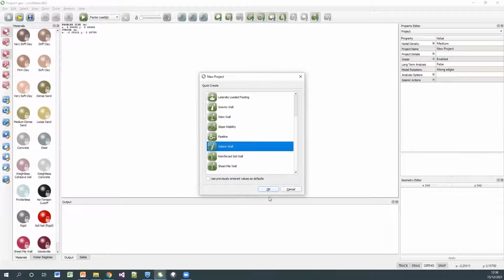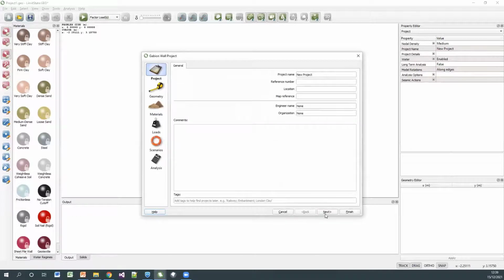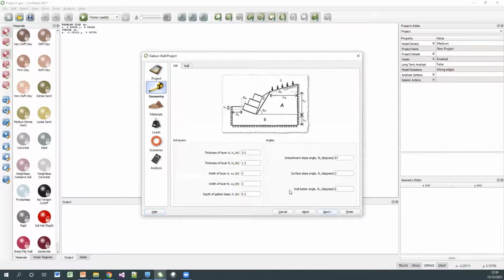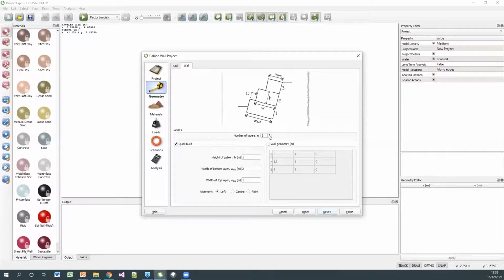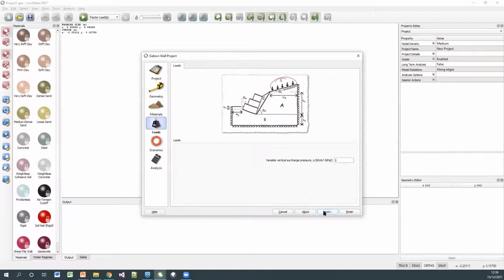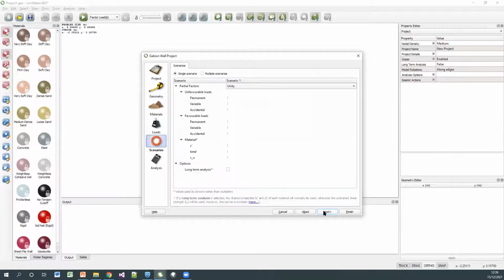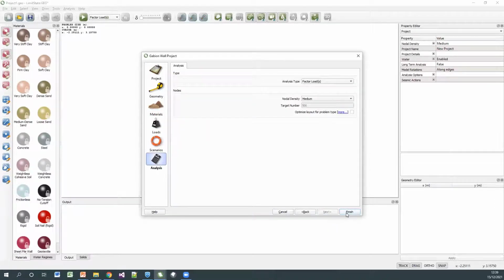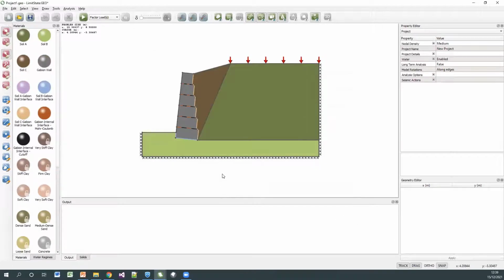So I'm going to click on the Gabion wall wizard. I'm going to skip entering general details there. I'm going to modify some of the built-in parameters just to give us the type of wall that I want to use. I'm going to have 6 Gabions in this particular case. And I'm going to leave everything else as the default, so the default materials and so on. There isn't time to talk about these in detail, but you can set properties of the soil, the wall material, surface surcharges, and so on. So I'm just going to go through all of that and click finish, and that builds me a model.